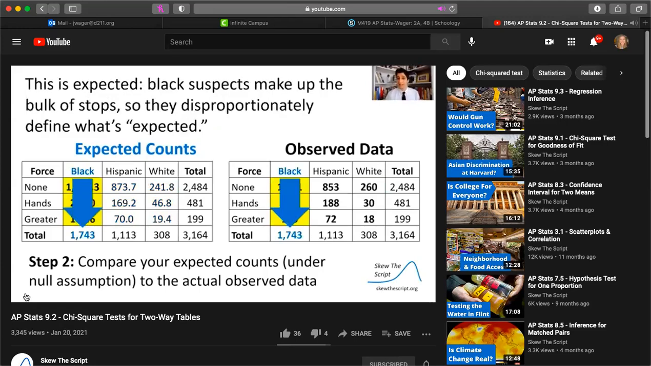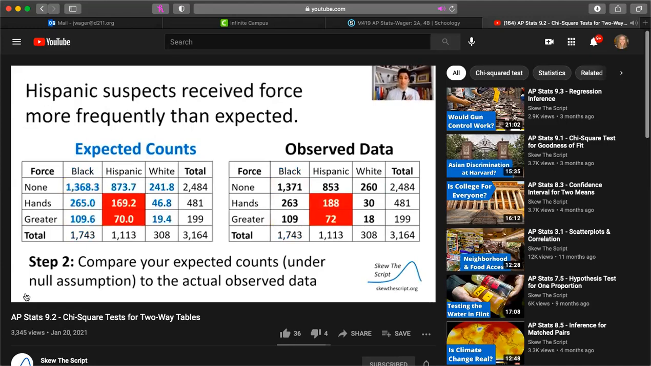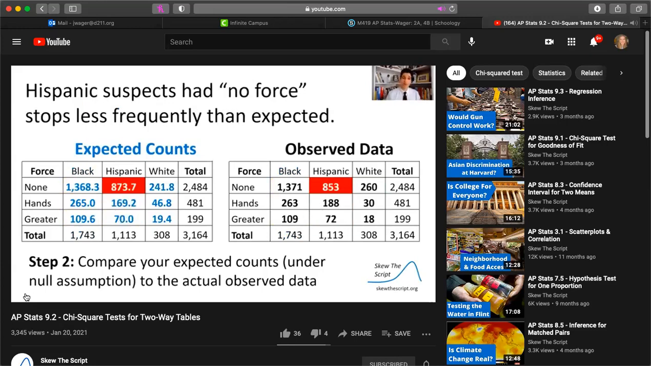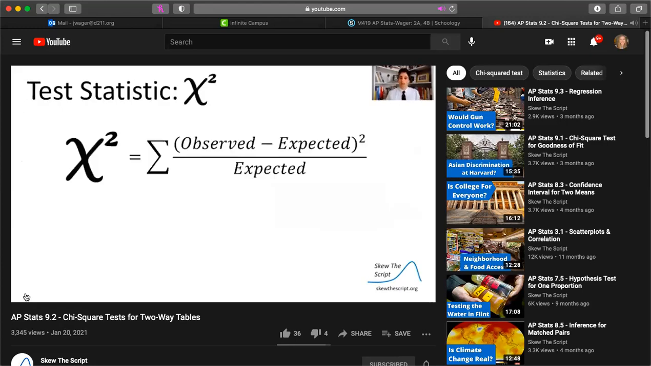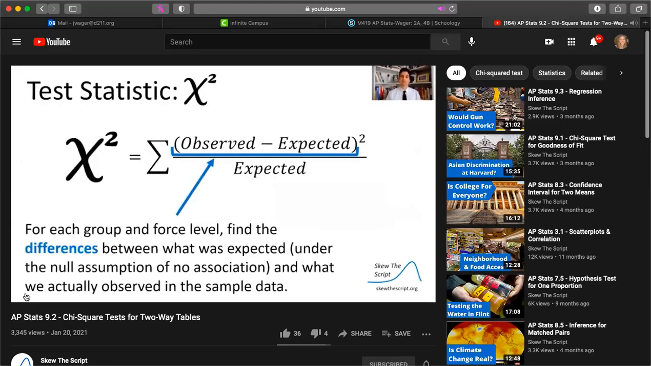And this makes sense because black suspects made up most stops from police, so they disproportionately define what is expected in the data set. And Hispanic suspects received force more frequently than expected and had no force interactions less frequently than expected. So now the question is, statistically, are these differences that we see overall large enough to say that it didn't happen by chance alone? So that's where our chi-squared test statistic comes in. Now recall the chi-squared test statistic. This is how it works.